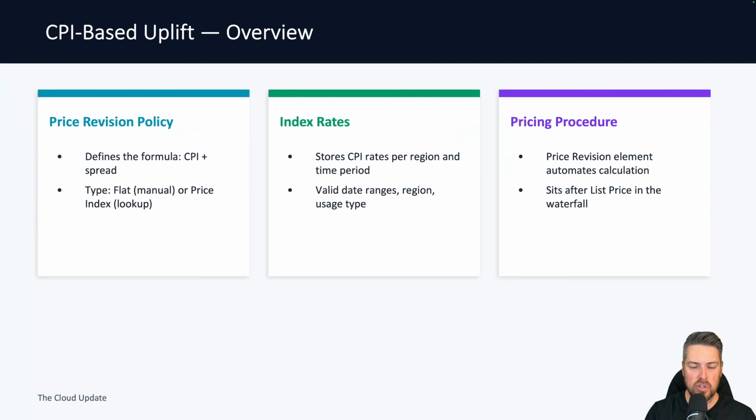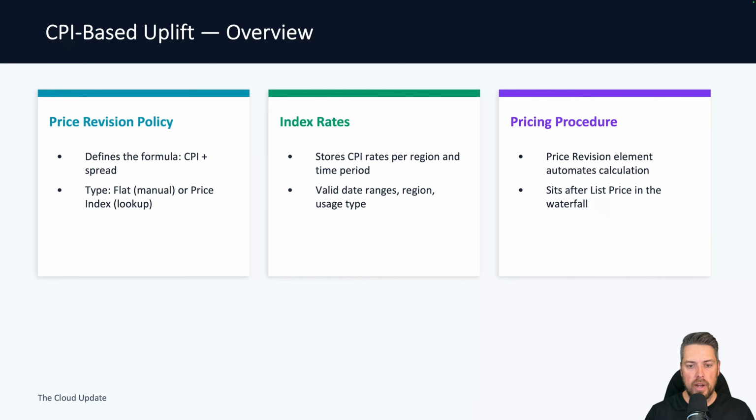So our price revision policy is going to define the CPI that we're using and the spread that we're using, right? So you're going to be able to build a formula, and we're going to see what that looks like to say, here's how we're calculating, right? We're taking the max of either 8% or CPI plus 3, or min. However you want to calculate this, you're going to be able to do this.